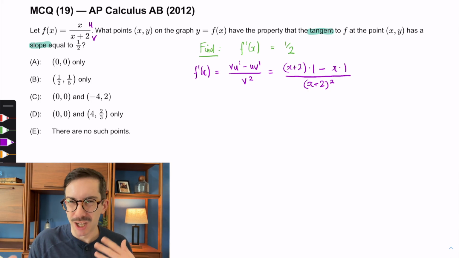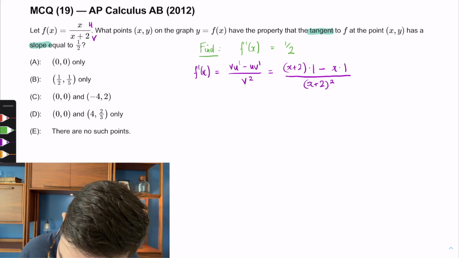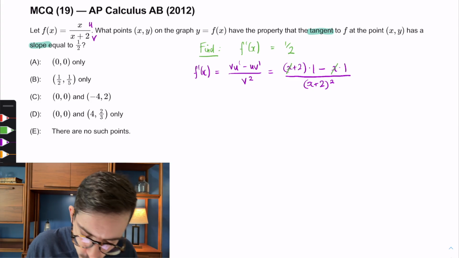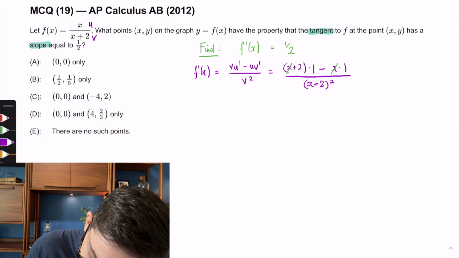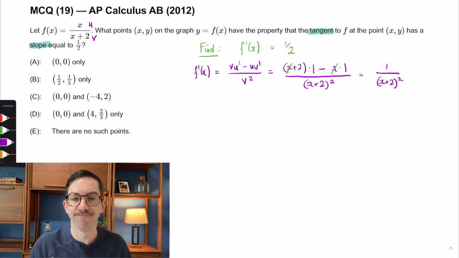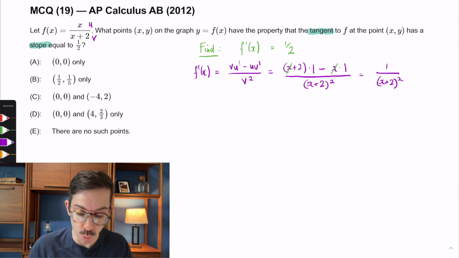Because I'm going to be working with this algebraically, it probably makes sense to tidy it up a little bit. So you can see in the numerator, my x's will cancel because I'm subtracting, and then I get 2 minus 1. So what I end up with is 1 over x plus 2 all squared. So I've got my expression for f prime. Now let's solve when that's going to be equal to 1/2.